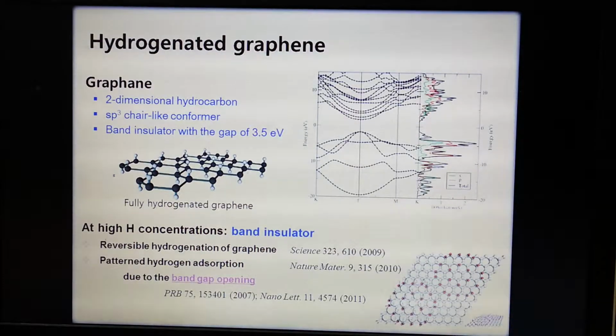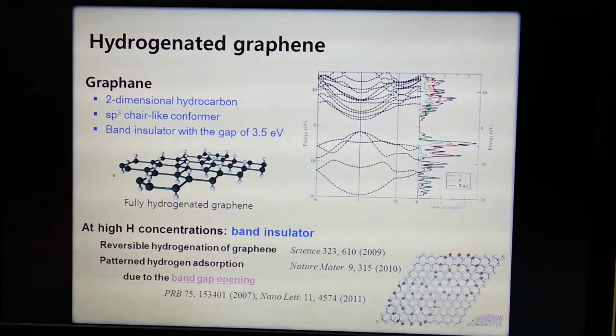For about the last 10 years, graphene has generated tremendous interest in the scientific community. Although graphene itself is a pretty interesting material, many people are trying to modify its electronic properties, for example by chemical modification, to use graphene for various purposes. Especially, hydrogenation has attracted much attention due to the metal-insulator transition.